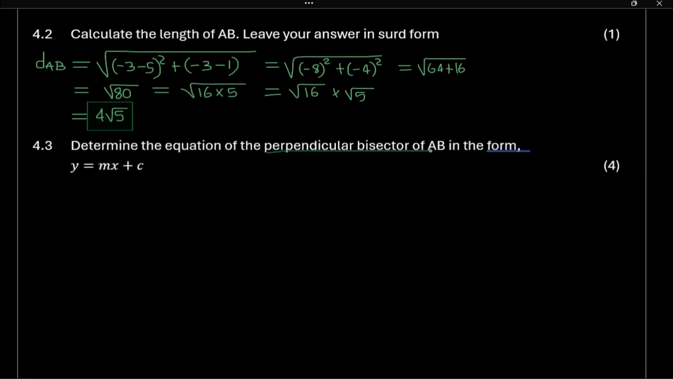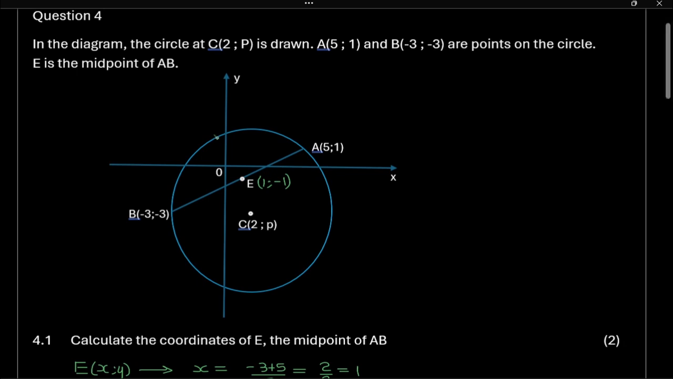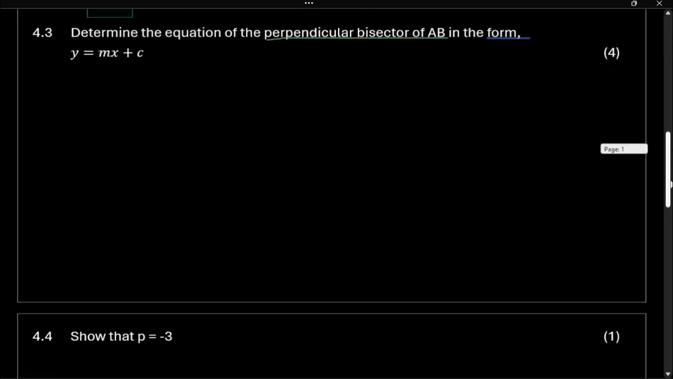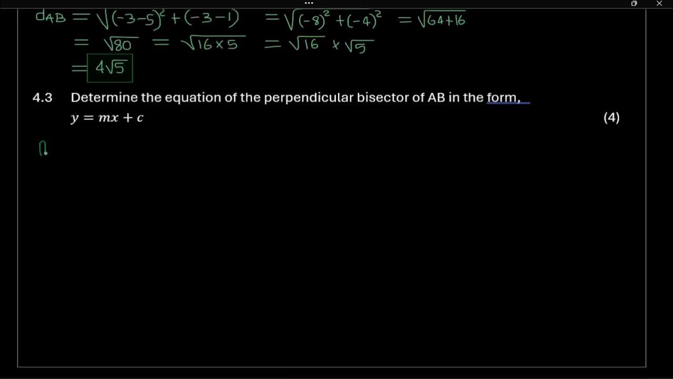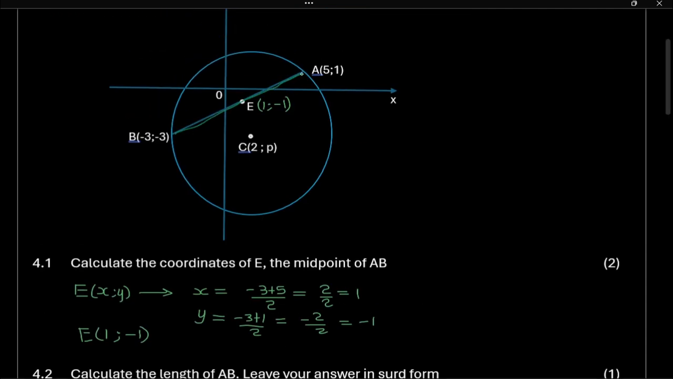Now we need to find 4.3, the perpendicular bisector. They need the equation of the perpendicular bisector of AB. Bisector means AB has to be cut in the middle, and we already have the middle part. So we have A, which is 5, 1, and B, which is -3, -3. And we can use E later.